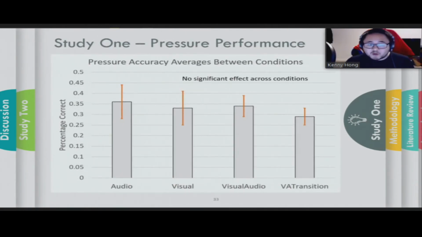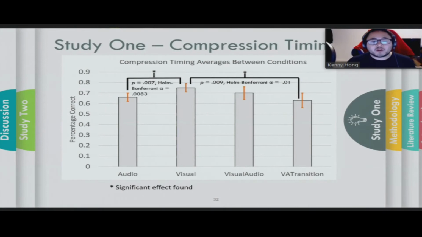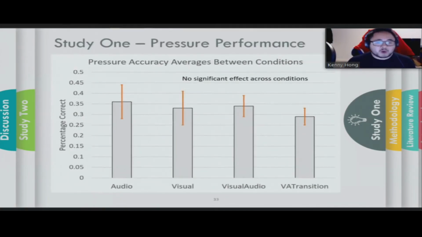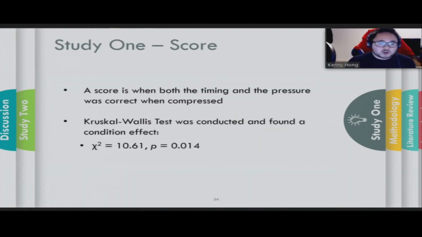For pressure performance, compression timing was whether or not the participant was able to correctly compress and hit the target. The score does not matter at this point currently. Pressure performance is whether they were able to achieve the correct pressure when compressed, and there was no significant effect across conditions. Score is when both the timing and the pressure was correct when compressed. We did find a condition effect within the score.